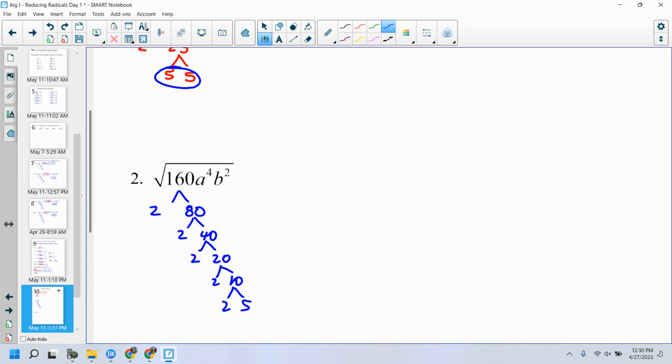So let's buddy up. Looks like I've got 2 sets of 2s. What's that make on the outside all said and done? 4. And then on the inside, I got a 2 and a 5. A 10. Okay, now, I guess I didn't even need to leave a little room inside my radical because these are both even powers. Just divide by 2. A squared, b.